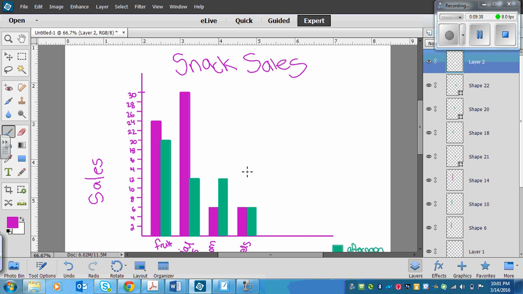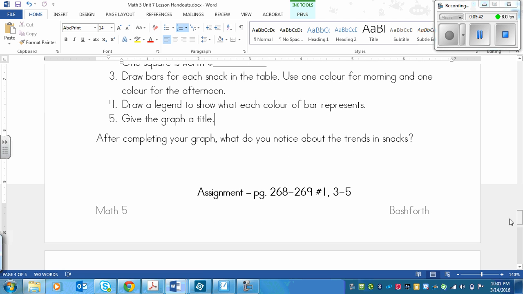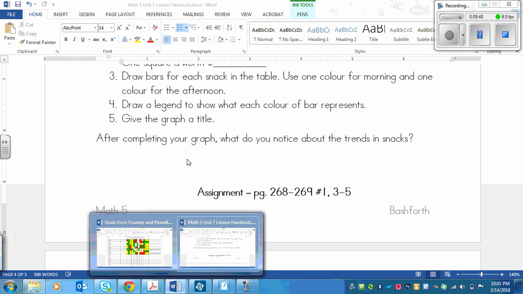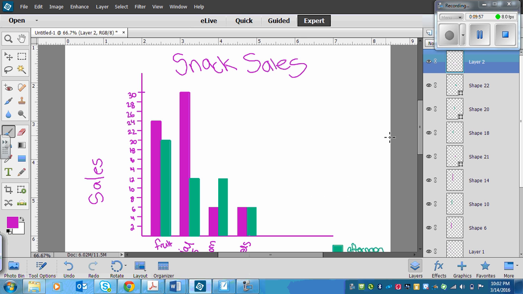Okay, so last question. It asks you to talk about what you notice in the trends in snacks. So take a moment right now, pause the video again, and just jot down some things that you notice between the differences or the similarities in snack sales based on the graph that we made.